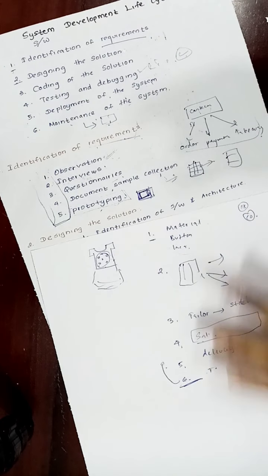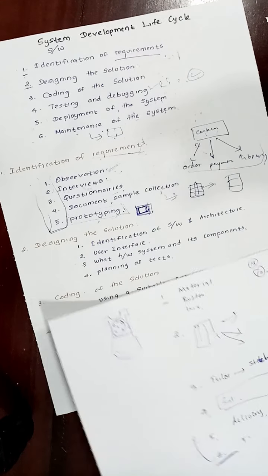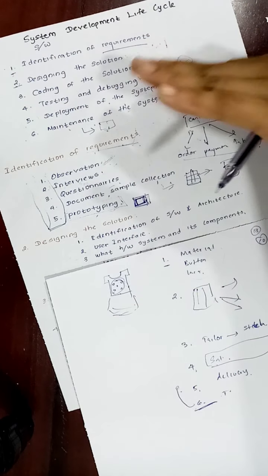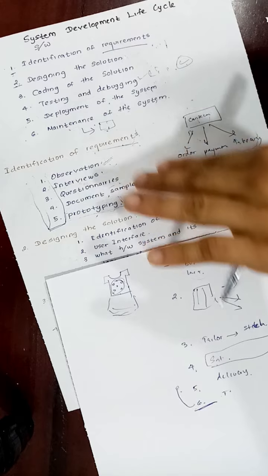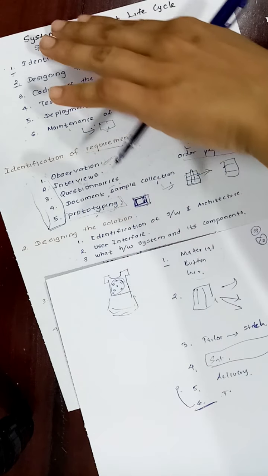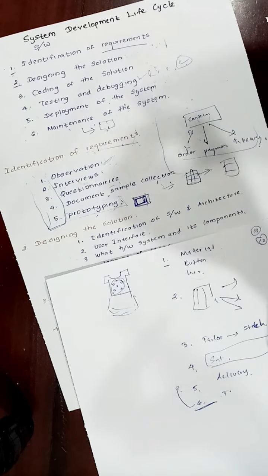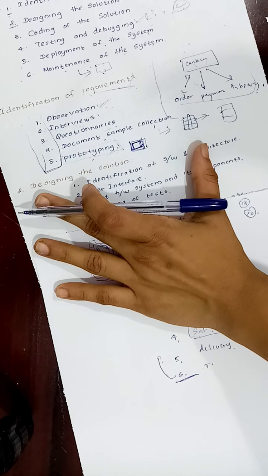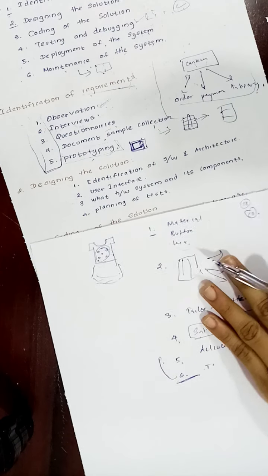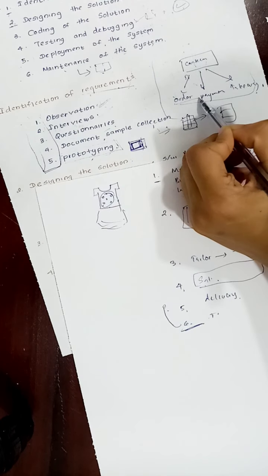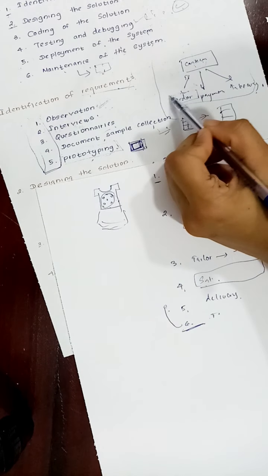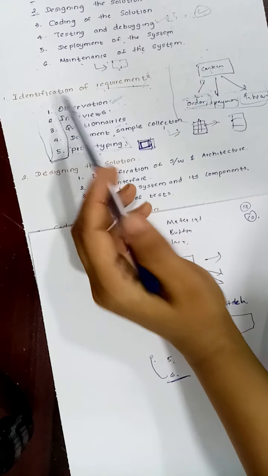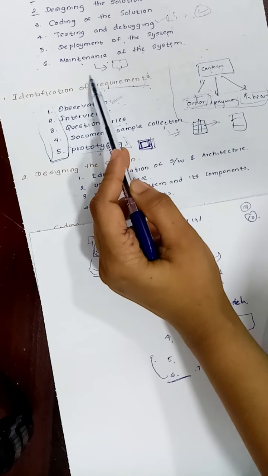Next is designing the solution. Designing the solution in the sense, now the software developer has identified what requirements he or she needs to develop this canteen management software. Now the software developer is going to design. Now here see, we already said the canteen software needs order, payment, takeaway functions. Now we have identified the requirements.